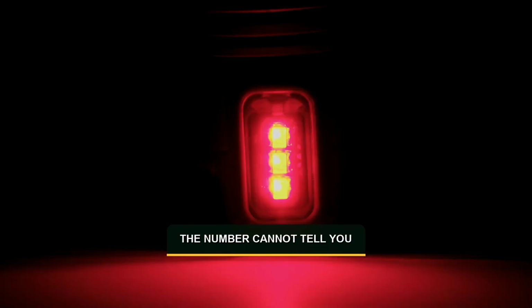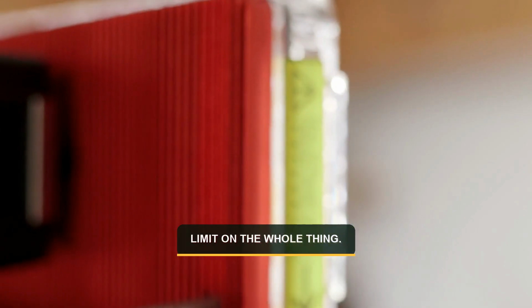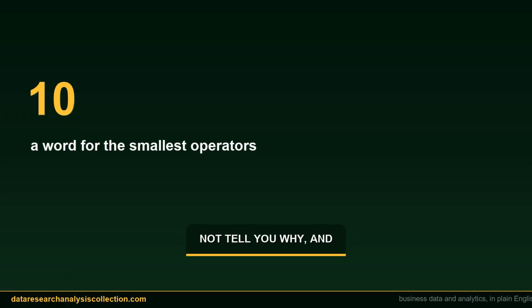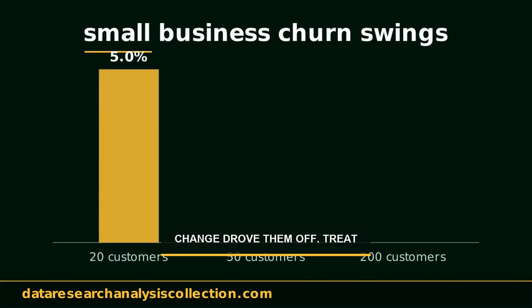What the number cannot tell you. And here is the honest limit on the whole thing. Churn rate tells you how many are leaving. It does not tell you why, and it never will on its own. The number is a smoke alarm, not a diagnosis. When it climbs, it is telling you to go and look, to talk to the people who left, to read the cancellation reasons, to check whether a recent change drove them off. Treat the metric as the start of a question, not the answer.